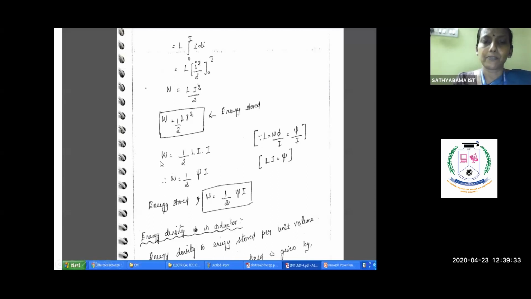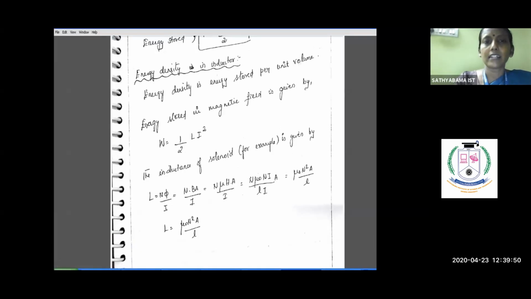And similarly, this equation can also be written as L into I into I. You can just split it like that. So L into I can also be written as psi here. So the energy equation can also be written as 1 by 2 psi into I. So next is energy density.